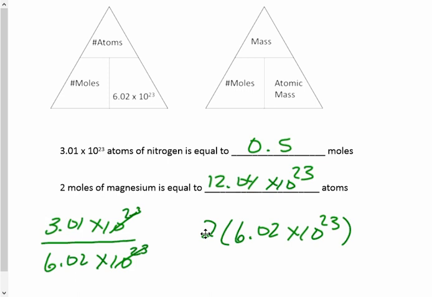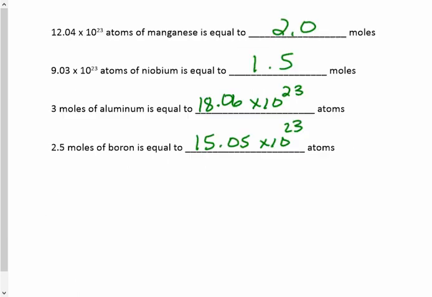Now pause the video and try the other examples that I have for you and see how they go. Okay, again, assuming you paused the video, let's take a look at our answers here. So we see we got 2 moles of manganese here and 1.5 here for niobium. What about our atoms here? Well, we have 3 times a mole here, so that becomes about 18. And again, there's our exponent. We don't need to worry about exponents right now. It's always 10 to the 23rd. And this is 2.5 times our mole number to get about 15 times 10 to the 23rd. You're doing a great job. Let's finish up.